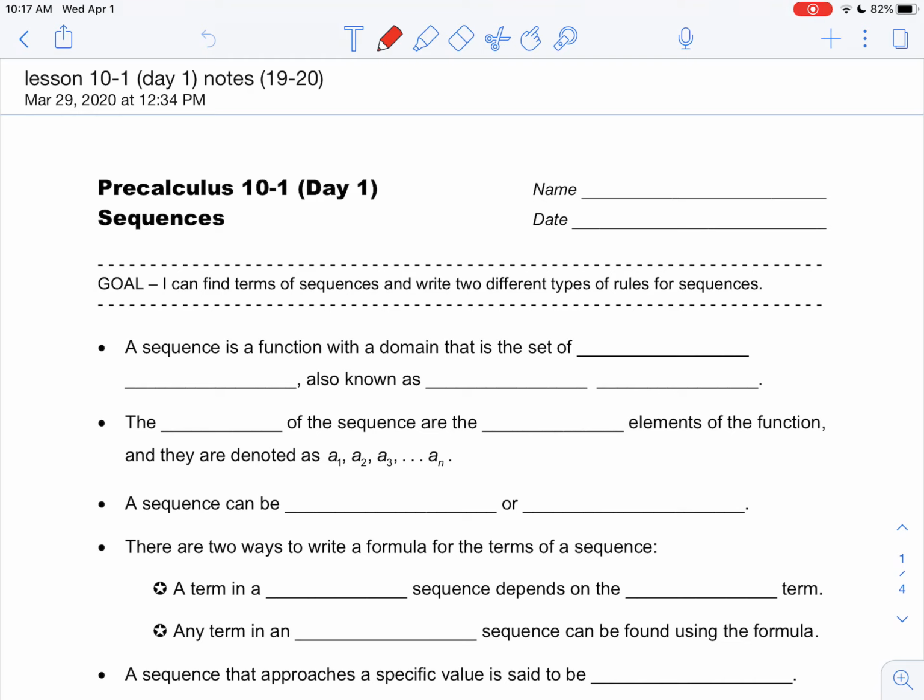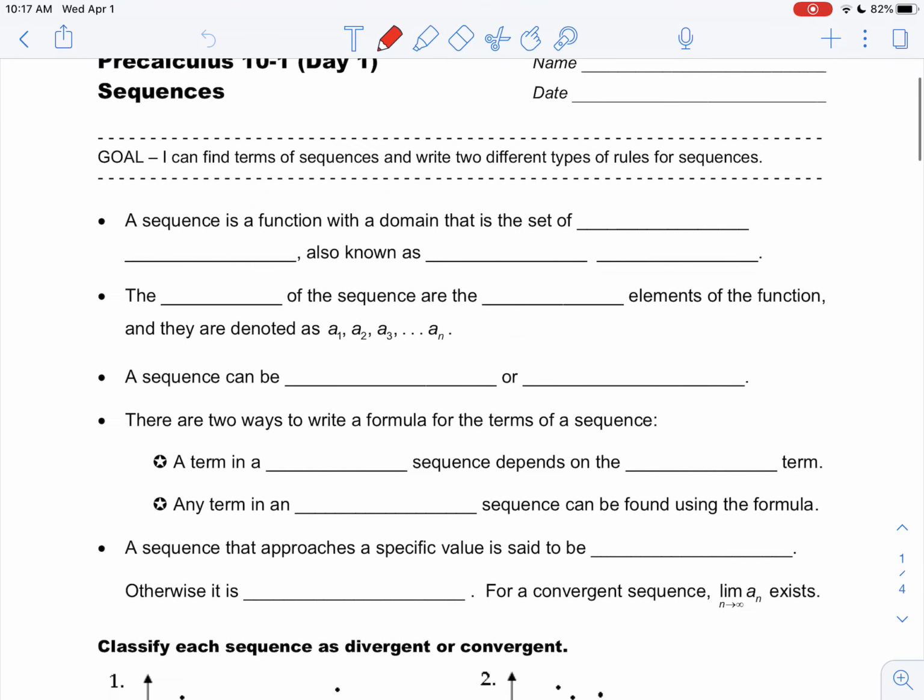So this is 10-1, day 1. We're going to talk about sequences, and the goal of the day is to find the terms of sequences and to write 2 different types of rules for those sequences. We'll break this up into multiple videos, and I'm sure you're going to enjoy it.